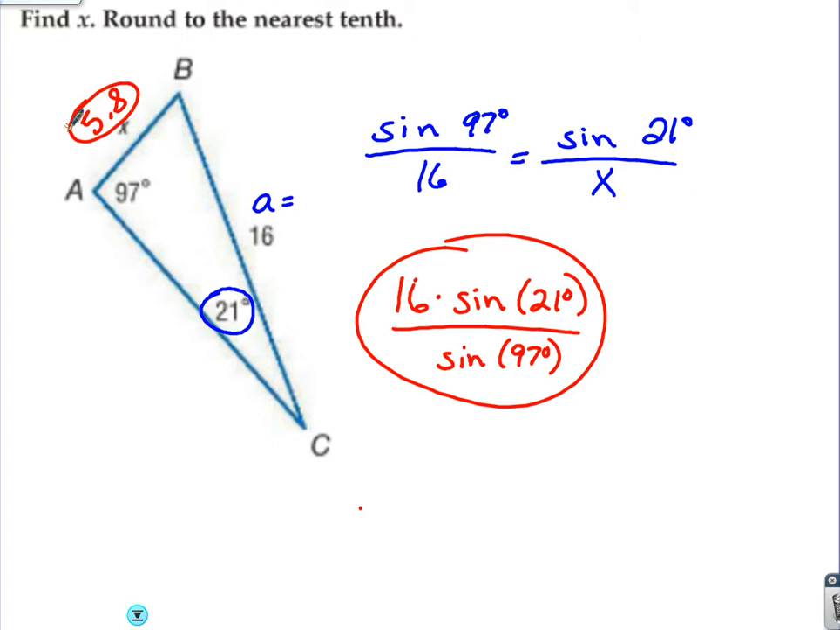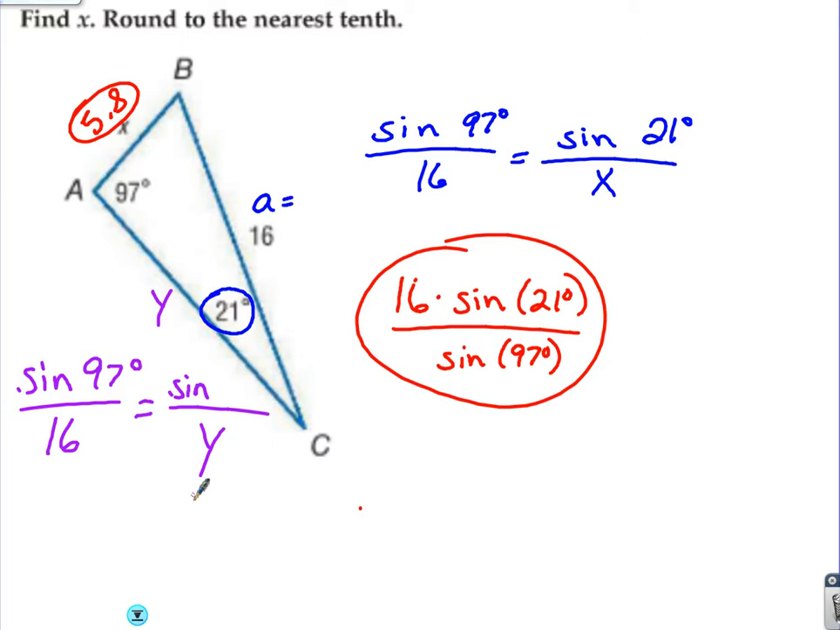Now question, we weren't asked to do it, but how in the world would I find side B? Does anybody know? I'll give you the first step. The sine of 97 degrees over 16 equals the sine of something over, let's call it y. But we can't have two different variables, right? So how in the world do we find that other angle? Yeah, that's it. The three angles add up to 180.